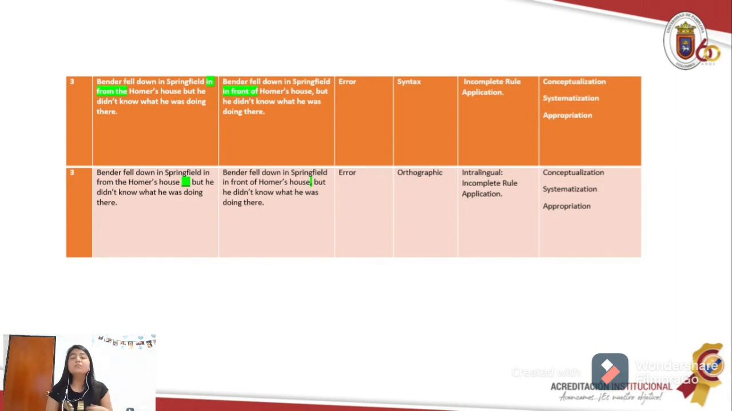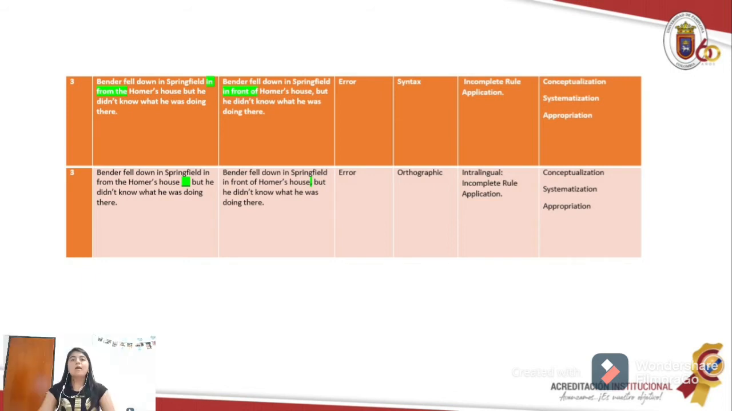Remediation, conceptualization: the student has to study the prepositions of place in English through writings or conversations about addresses or locations. Systematization: the student has to do exercises where he or she has to select the correct preposition according to the context. And appropriation: the student has to write a text where he or she explains to a person how to get to a place.